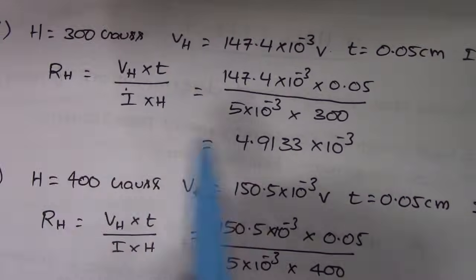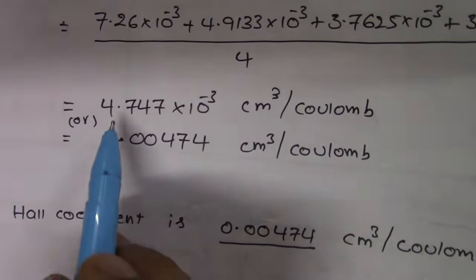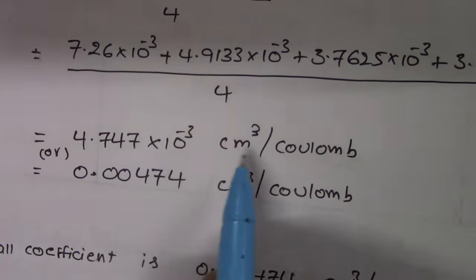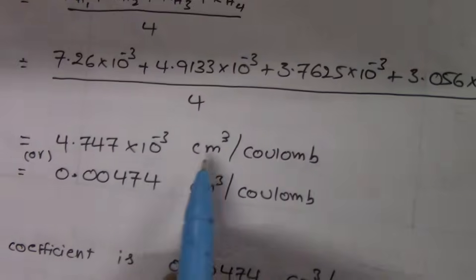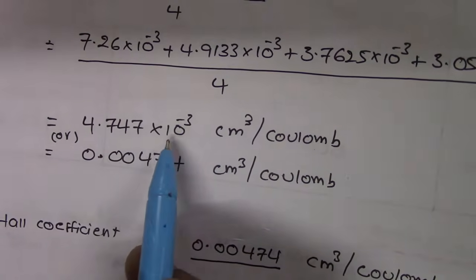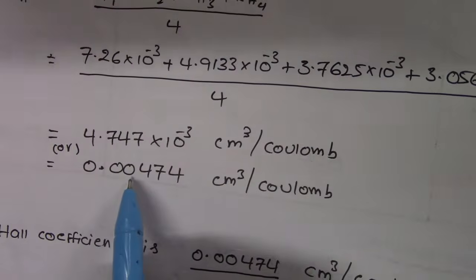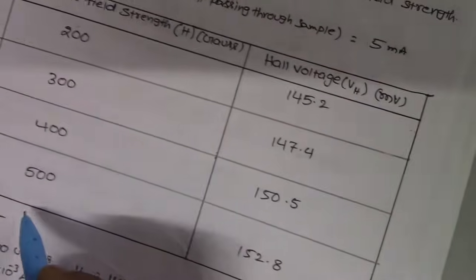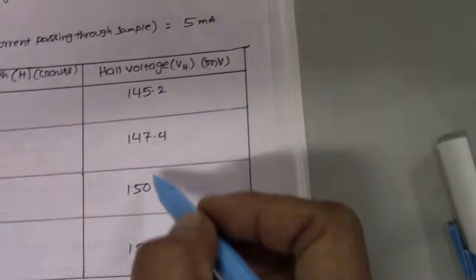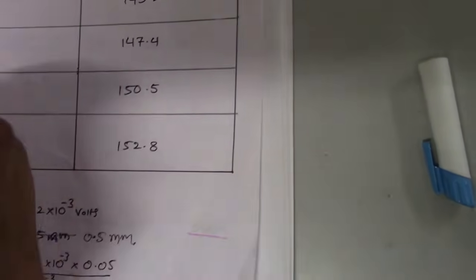Similarly, for each and every reading we need to calculate RH. So by averaging all these, we have finally got the Hall coefficient as 4.747 into 10 power minus 3, and the unit is coulomb cube per centimeter cube per coulomb. So this is the unit. Or else if you convert it into 10 power minus 3, then we can also express it as 0.00474 centimeter cube per coulomb. This is the unit of the Hall coefficient. Or else you can take the average of all this magnetic field strength, we get one reading, and the average of all these Hall voltages, we get one reading, and substitute those readings in this formula. That way also it is okay.